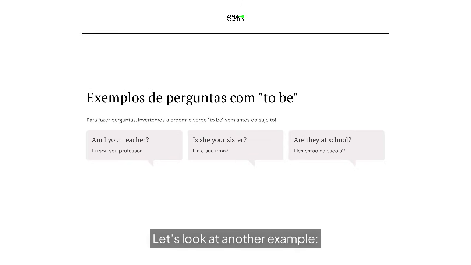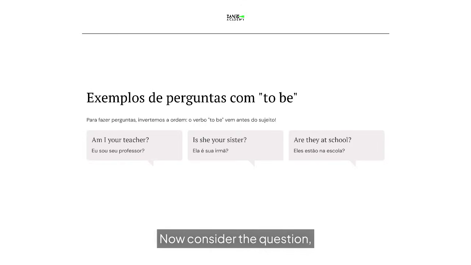Let's look at another example. Is she your sister? Here, we've placed is before she. This question is straightforward, and it seeks to clarify a relationship. Notice how this structure invites the other person to provide information, encouraging a response.